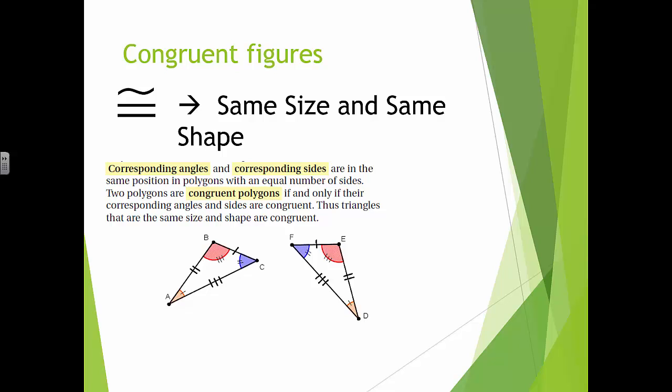Two polygons are said to be congruent if and only if all of the corresponding angles are congruent to each other and all of the corresponding sides are congruent to each other. You can see from the markings on these two diagrams which parts are corresponding: A and D, B and E, C and F in terms of the angles, and then you can also see the sides. Because they are all congruent, those two triangles are congruent.